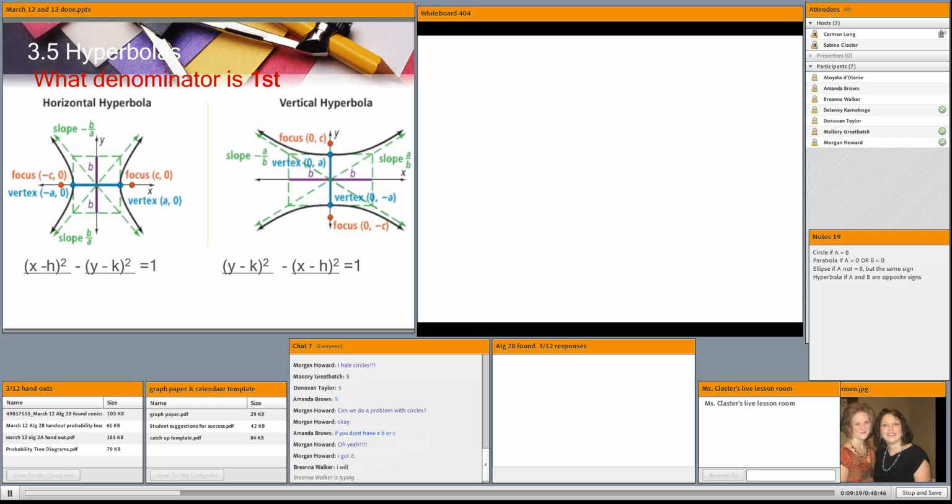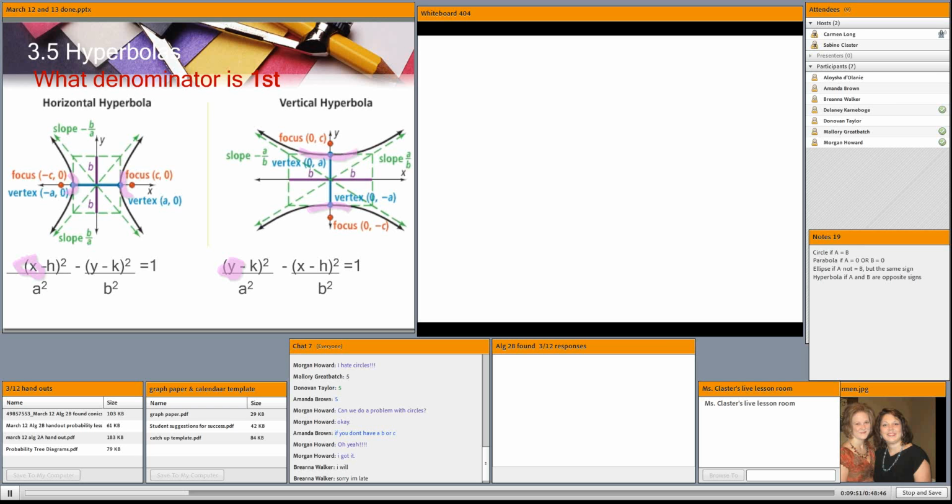So let's look at what the equations are. All right, so here are our equations. It opens on the y-axis here and here. So if the variable is first, that's the indicator of which way the hyperbola opens. And if you don't remember that, it's hard to keep track of which formula is which.